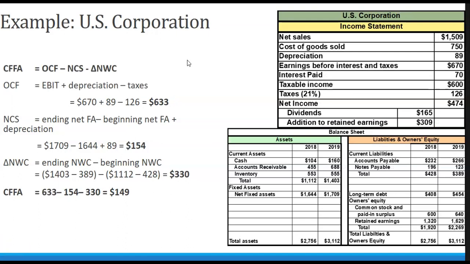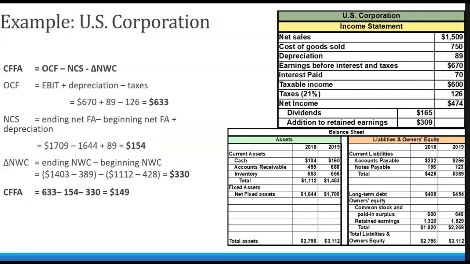So we start with operating cash flows. Operating cash flows equal earnings before interest and taxes. We add back depreciation, which is a non-cash expense, and then we subtract taxes because taxes are a cash expense. Then we look at the NCS, or the capital spending, our net capital spending.